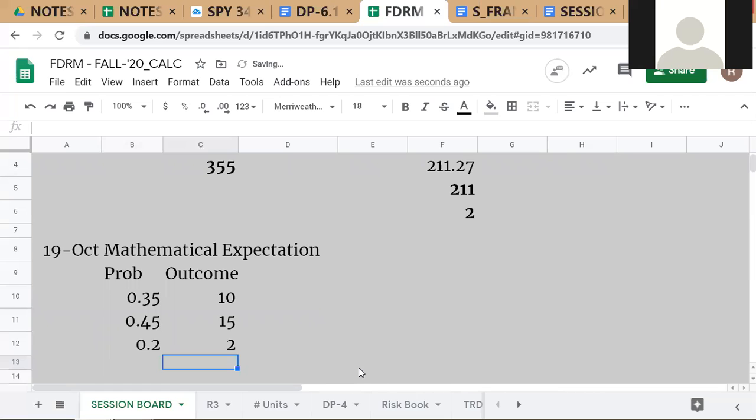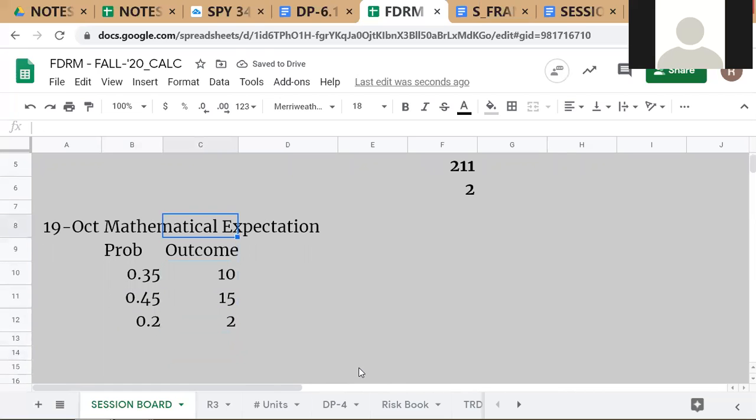So what is the expectation of average daily rainfall in Delhi for the next month? How should I arrive at the figure? Anybody want to tell me?